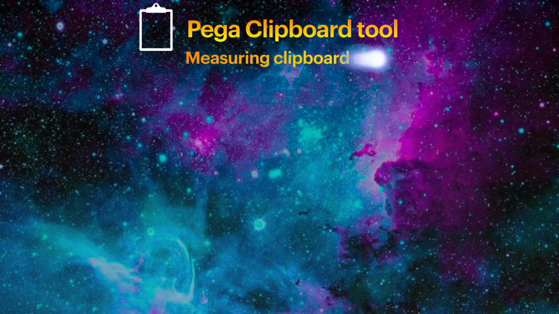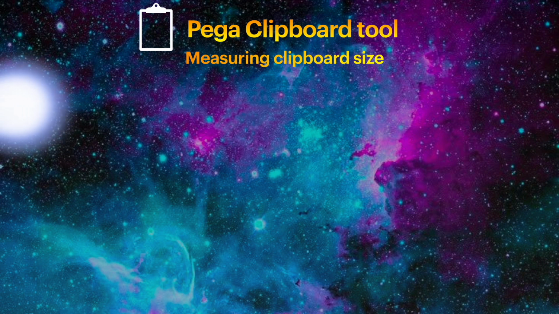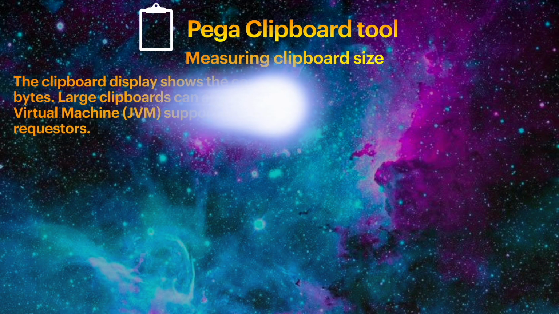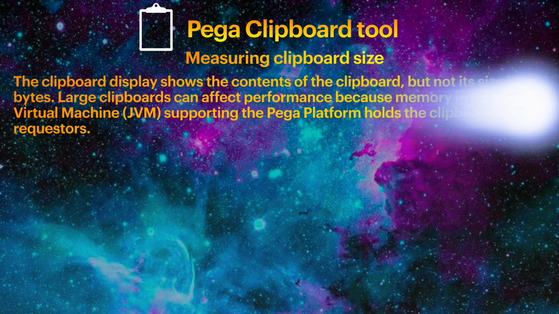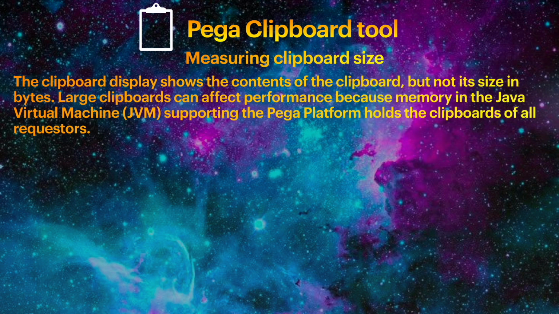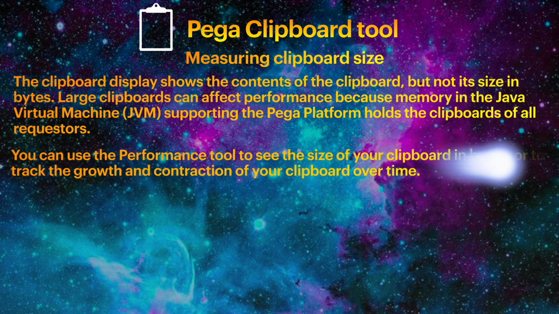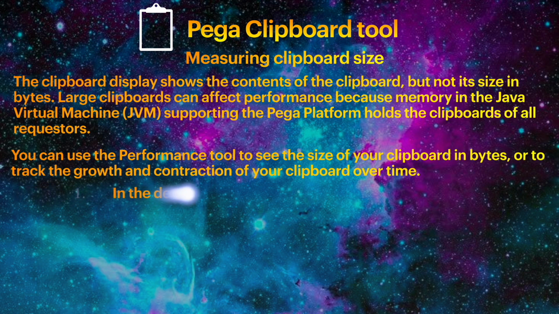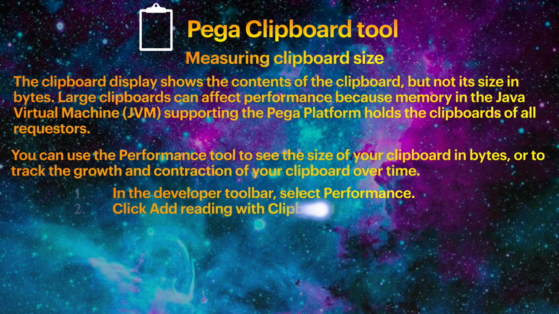Measuring clipboard size. The clipboard display shows the contents of the clipboard, but not its size in bytes. Large clipboards can affect performance because memory in the Java Virtual Machine, JVM, supporting the Pega platform, holds the clipboards of all requesters. You can use the Performance tool to see the size of your clipboard in bytes, or to track the growth and contraction of your clipboard over time. In the Developer toolbar, select Performance. Click Add Reading with Clipboard Size.